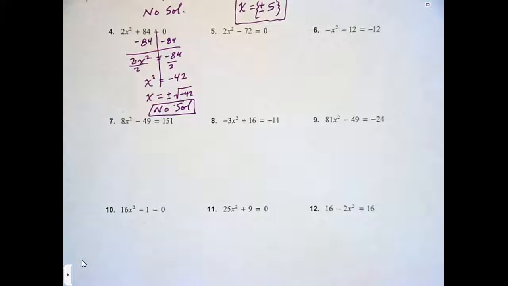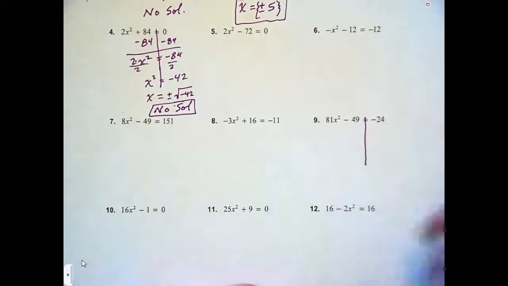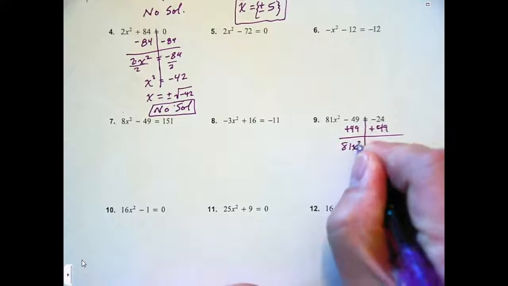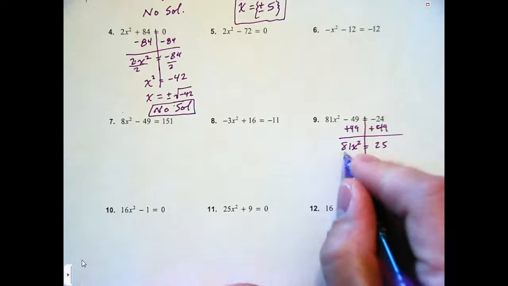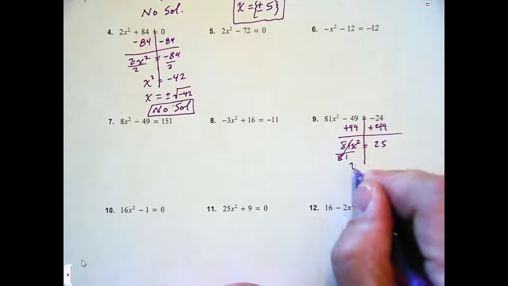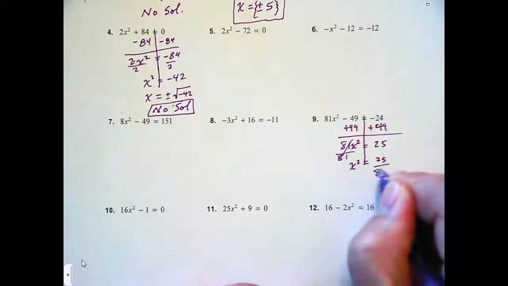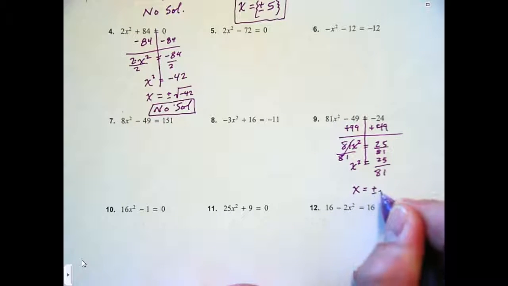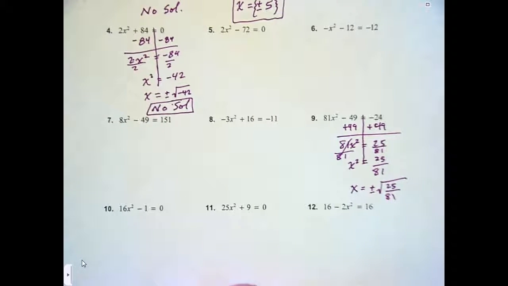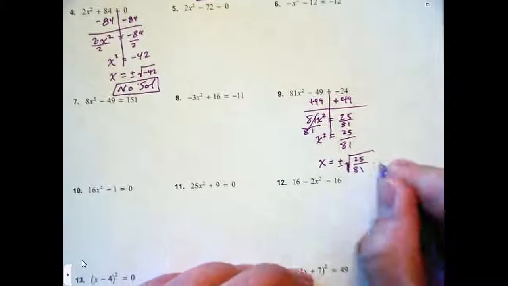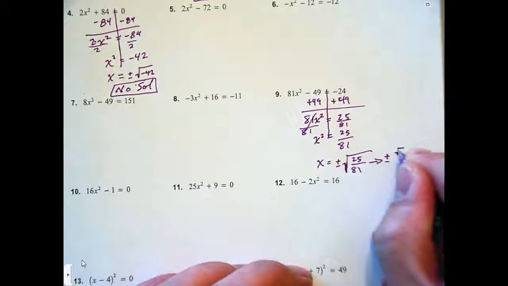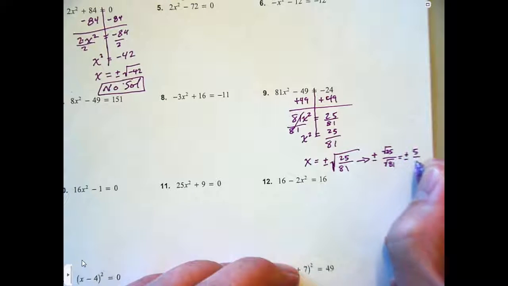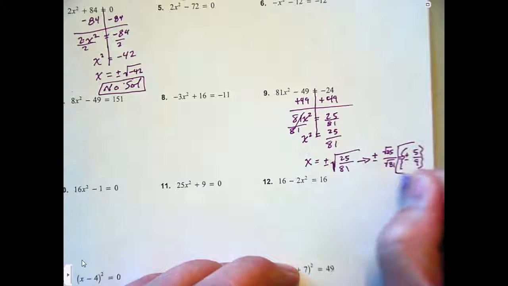Hey, any questions? Yes? Number 9. All right. First step, add 49. We end up with 81x squared is equal to 25. Then divide by 81. Those cancel. Left with x squared is equal to 25 divided by 81. Okay? Then we take the root. x is equal to plus minus the square root of 25 81sts. Notice that the square root symbol should go all the way down, which is the same as plus minus root 25 over root 81, which is equal to plus minus 5 over 9. There, we got it.